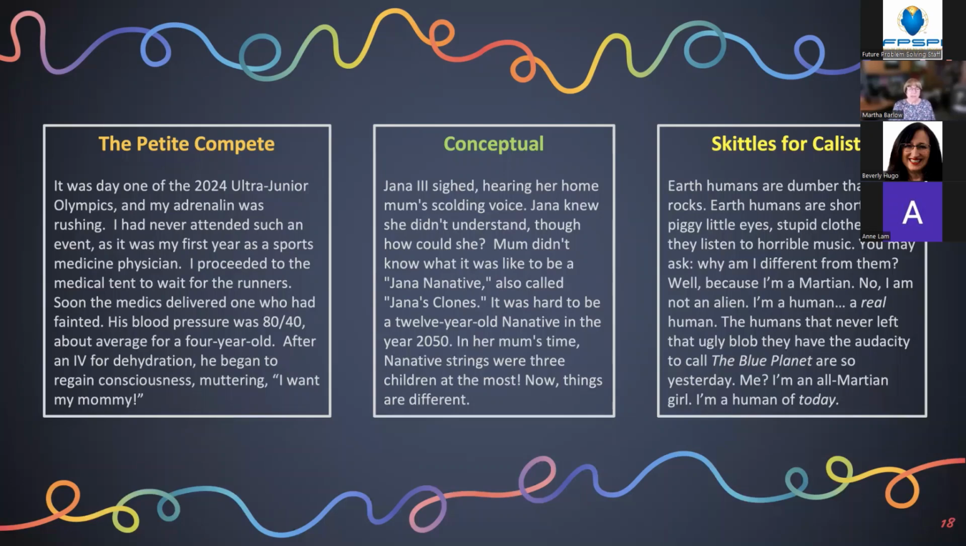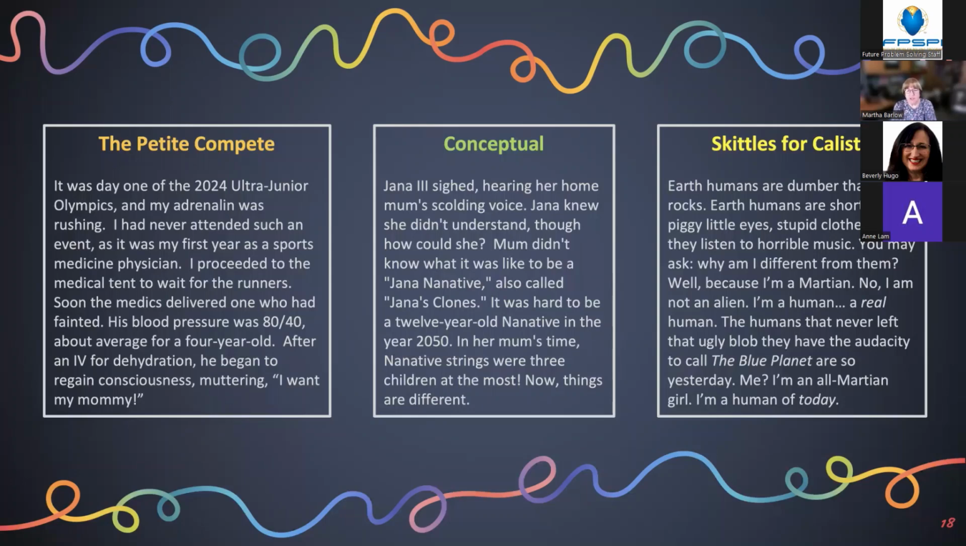The Petite Compete is a whole story about kids that were getting kangaroo DNA and stuff like that to help them do better at sports. And the end of the story was they turned out to be 4-year-olds. Okay. And so there were pretty negative consequences about that.